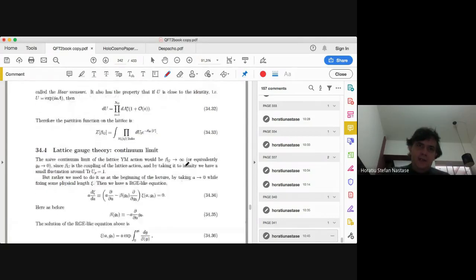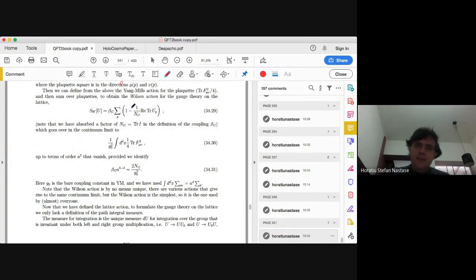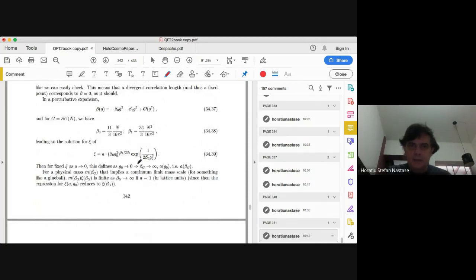So a of beta g is really what I have in this Wilson action. A physical mass m of beta g implies a mass scale in the continuum limit. For something like a glueball, in Yang-Mills, a state with a given mass would be a glueball. Glueballs have not been confirmed to be observed yet. They have been observed only on the lattice, but experimentally they are candidates, but it's not clear yet. But theoretically, we know that there should be this glueball.